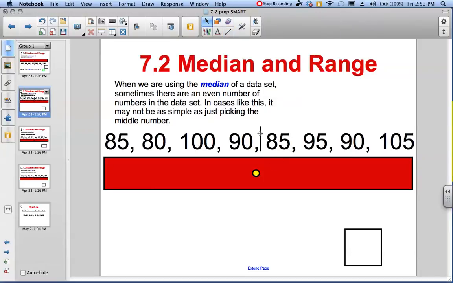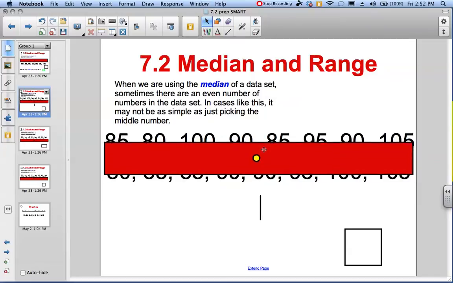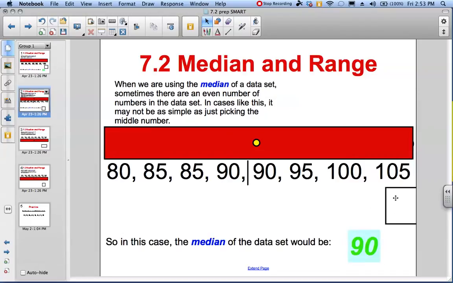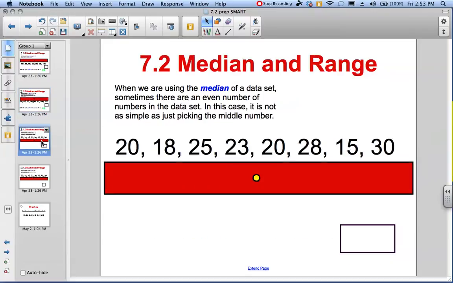So if I were to put them in order again, the middle would be right here. Well, there is no number there. It's in between two numbers. In this case, luckily, those numbers are 90 and 90, meaning that the median of this data set is 90. What's in between 90 and 90? Well, nothing, because it's 90. So in that case, again, just like in the first slide, our median number would be 90.